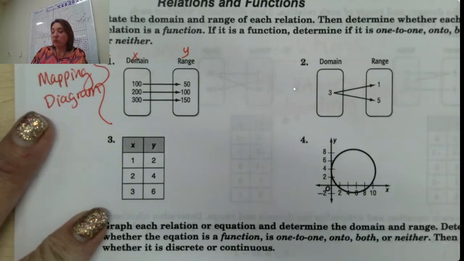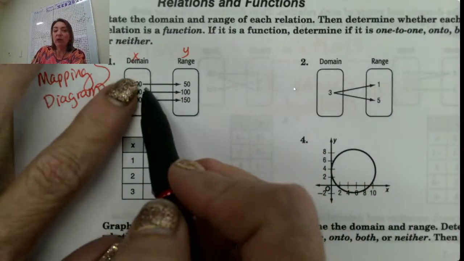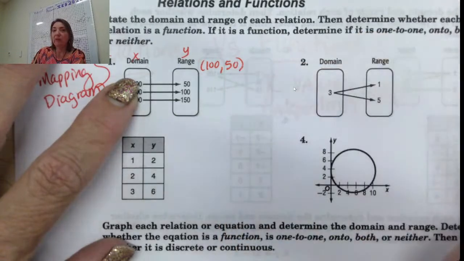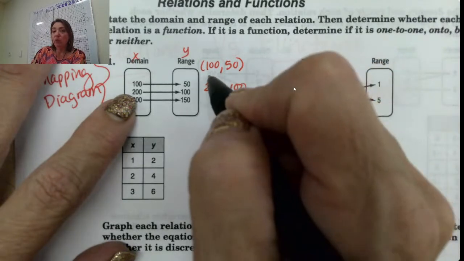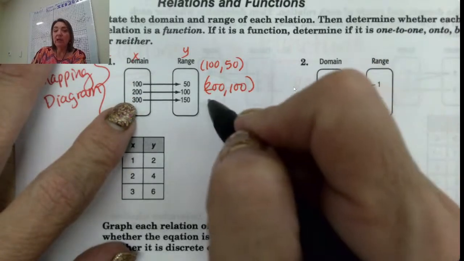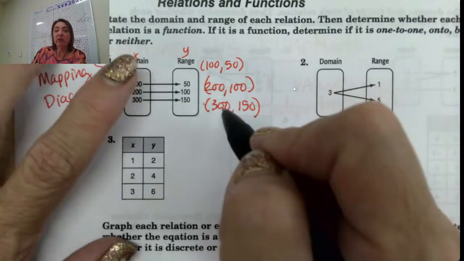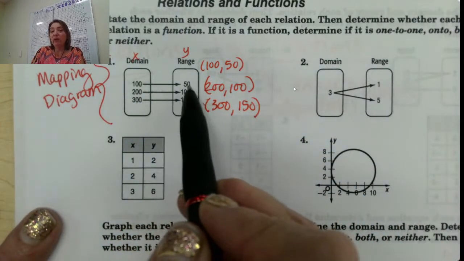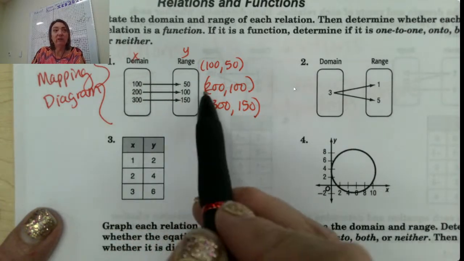Okay, this is called a mapping diagram. A mapping diagram is when you have these little boxes and these arrows like this. So this means that you have this point, 100, 50, where 100 is your x value and 50 is your y value. And then you have this point, 200, 100, where 200 is your x value, 100 is your y value. And then 300, 150, where 300 is your x value and 150 is your y value. So for every x we have a different y, right? Do y'all see how that works?